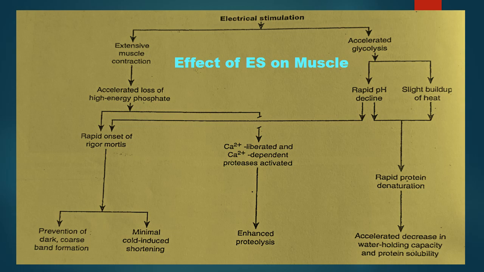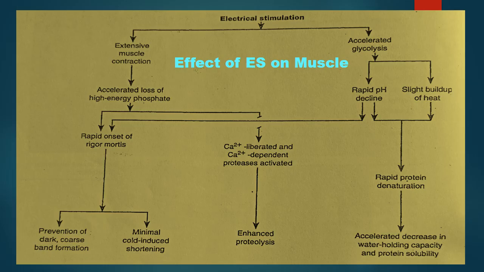Now this rapid pH decline leads to liberation of calcium activated sarcoplasmic factors or calcium dependent proteases. That happens due to rapid loss of energy phosphates and rapid pH decline, and all this causes enhanced proteolysis, that is leading to the aging effect or tenderization. And sometimes due to rapid fall in pH and buildup of heat, it causes some denaturation of protein, and that causes accelerated decrease in water holding capacity and protein solubility. So these are the effects of electrical stimulation on muscle or meat.